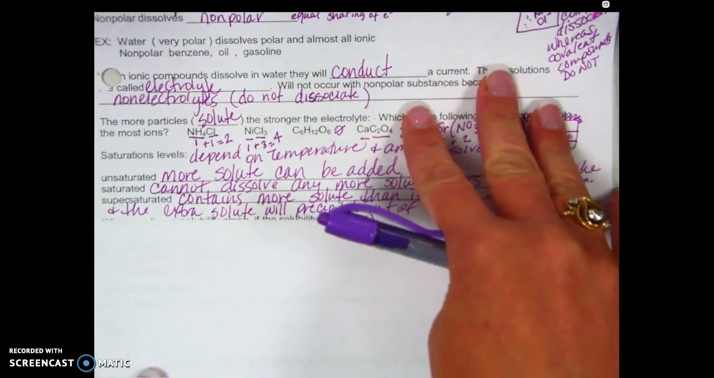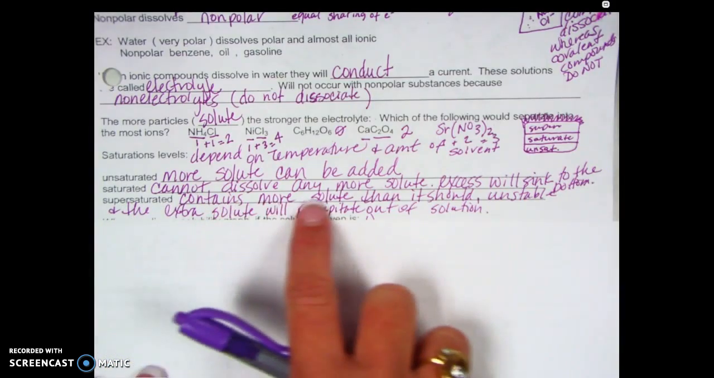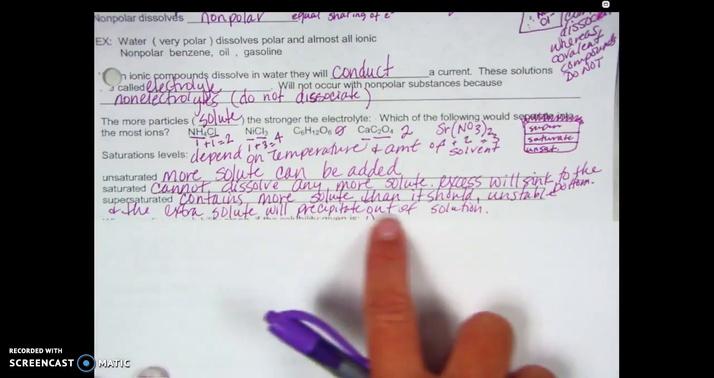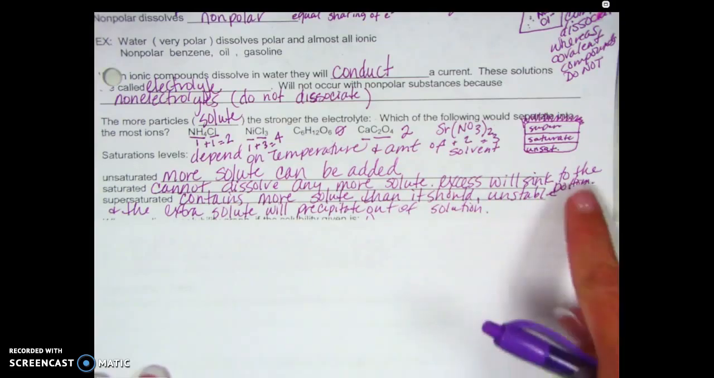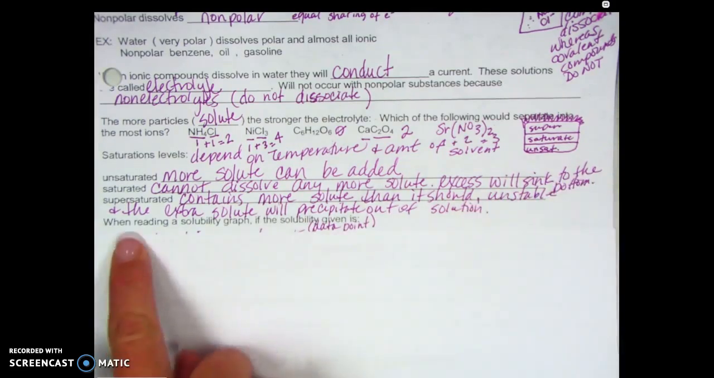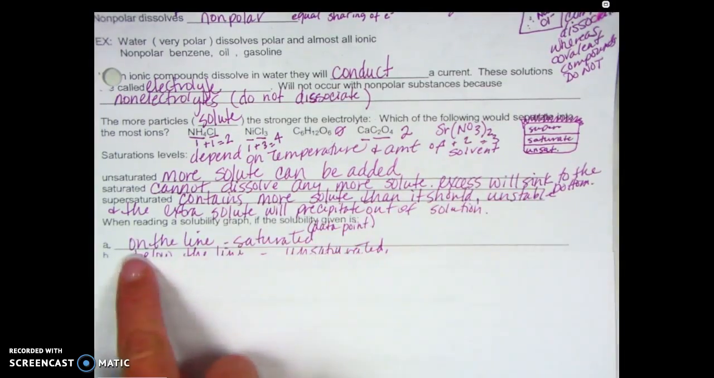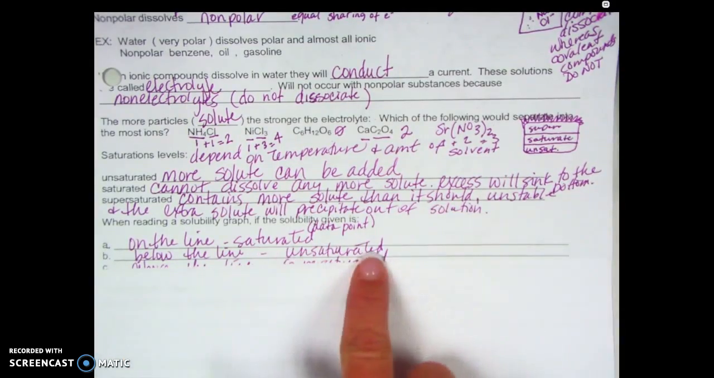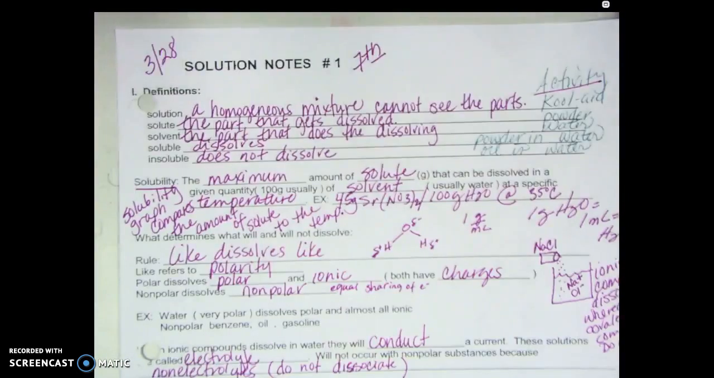Supersaturated solutions, and that's like the demonstration I did in class. The supersaturated contains more solute than it should. It's unstable, and the extra solute will precipitate out of solution. You're going to do a project of rock candy, and that's a supersaturated solution. When reading a solubility graph, if the data point given is on the line, it's called a saturated solution. If it's below the line, it's an unsaturated solution. And if it's above the line, it's supersaturated. So let's look at the back to see what we're talking about.